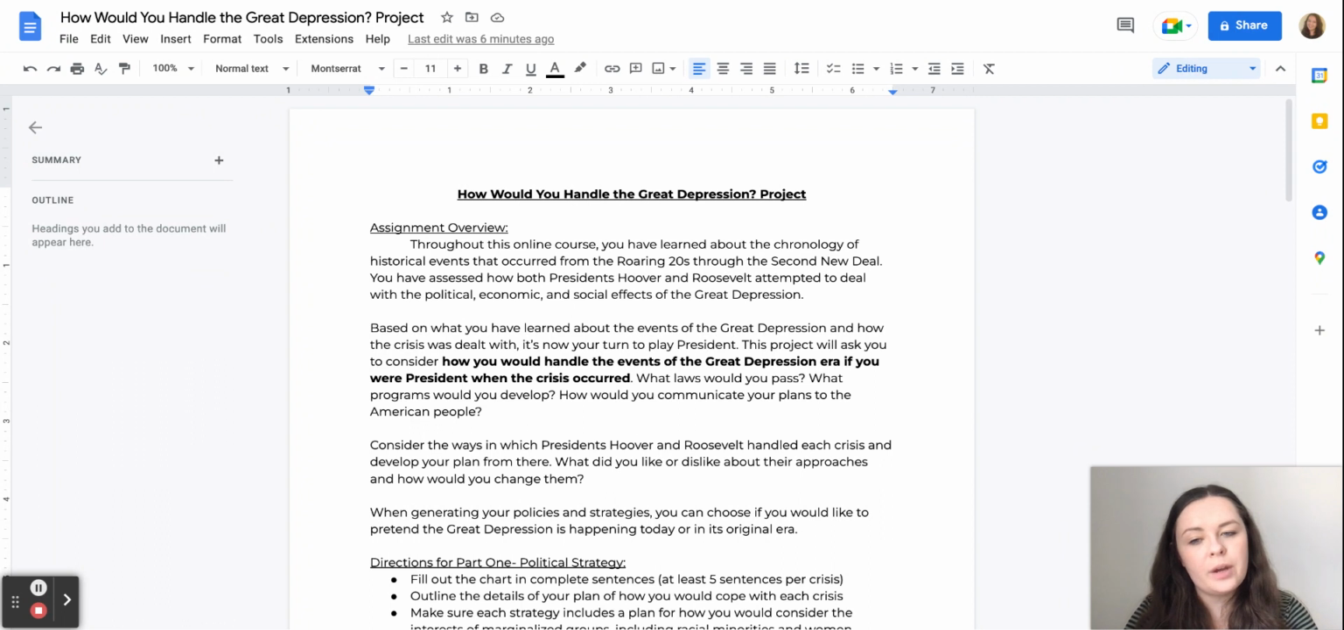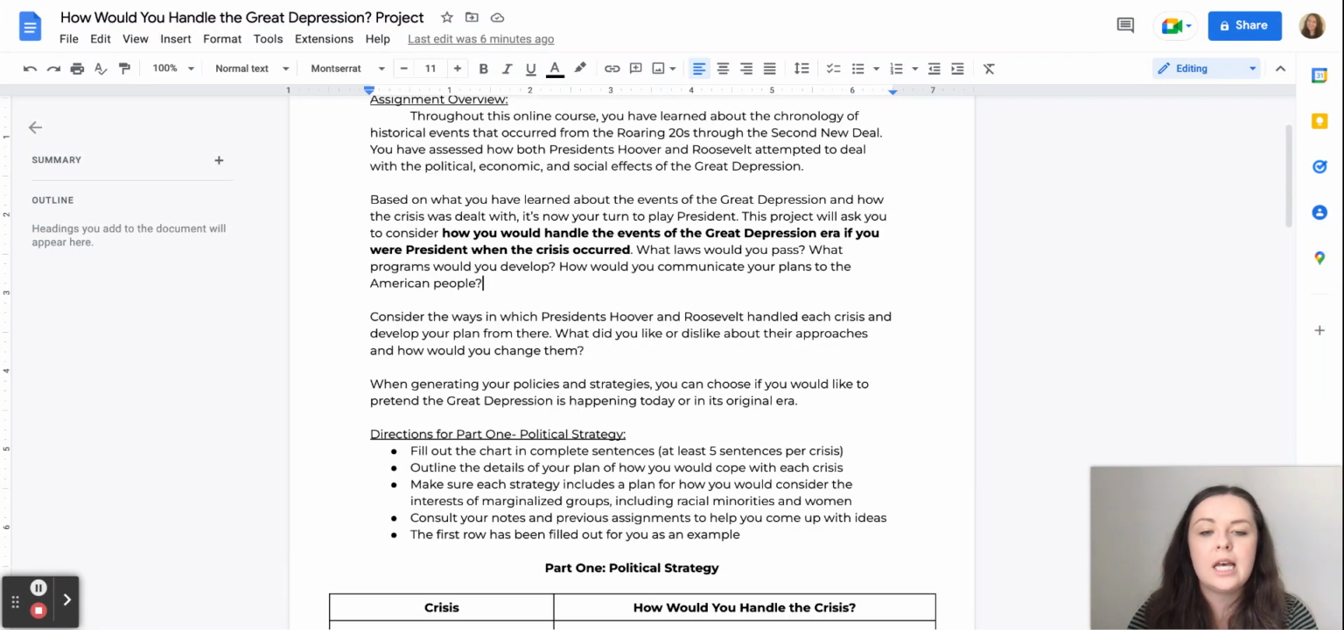A good way to think about this is to think about what we learned in the way Hoover and Roosevelt handled each crisis and what they did. Think about if you liked how they handled that particular crisis, and if you would do something similar, or think about if you didn't like it and what you would change about their approach. That's a good way to think about it if you can't come up with an idea right off the bat of how you would handle each different crisis.